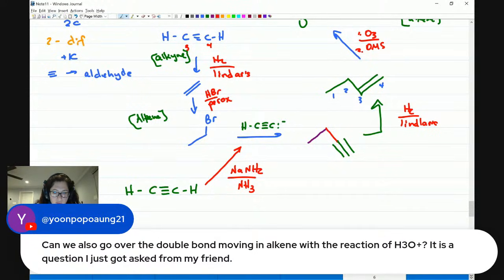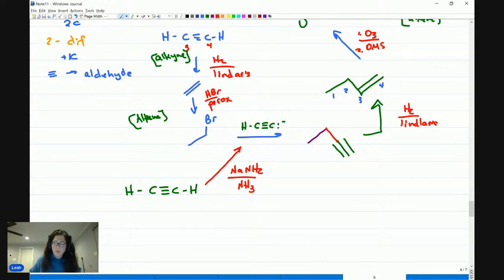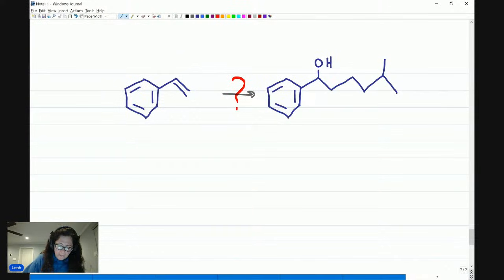Can we also go for the double bond moving in an alkene? Email me because this is not related to what we're working on now, and I'm also not too sure what you're asking. So send me a screenshot, draw it out, send me a picture, and I want to see your question. All right, for this one, let's see if the approach from today can make this ever so slightly more doable.